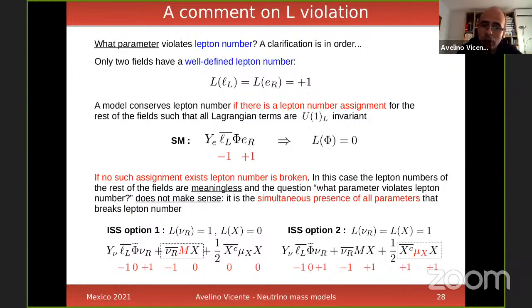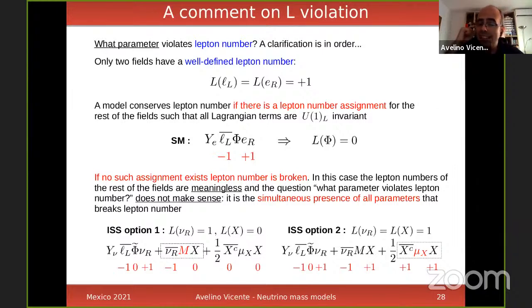Now, a model conserves lepton number if you can find a lepton number assignment for the rest of the fields such that the Lagrangian is invariant under U(1) transformations. For instance, in the standard model, you have this Yukawa term. So you have the lepton doublet, the lepton singlet, the charged leptons, and the Higgs doublet. This is -1 because you have the bar. This is +1. So if the Higgs doublet has lepton number equal to 0, then this one conserves lepton number. And then you can claim that the standard model conserves lepton number.